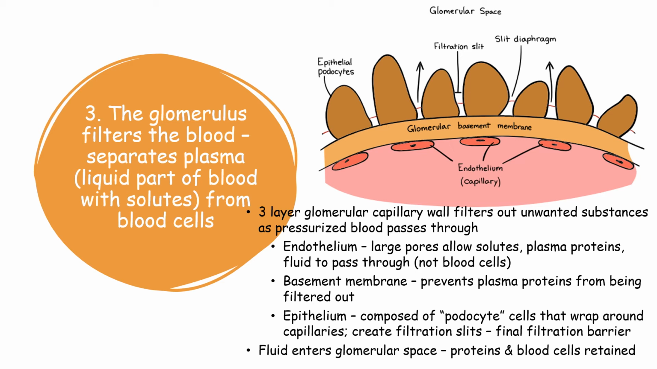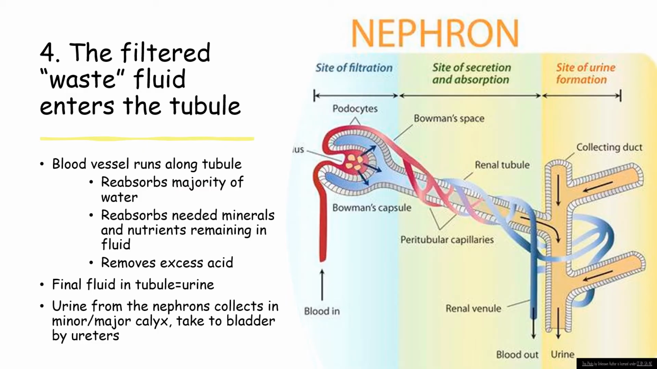So as the fluid is pressurized and pumped through these barriers, we filter out what we don't want, we retain our blood cells that we want to keep and our proteins, and that fluid enters the glomerular space. And that is where the proteins and the blood cells are retained. Now, that filtered waste fluid enters the tubule, that second part of the nephron. And there are blood vessels that run along that tubule, and it reabsorbs the majority of the water because our body needs water and we want to retain the majority of that. It also reabsorbs any minerals we may need, and it removes excess acid.